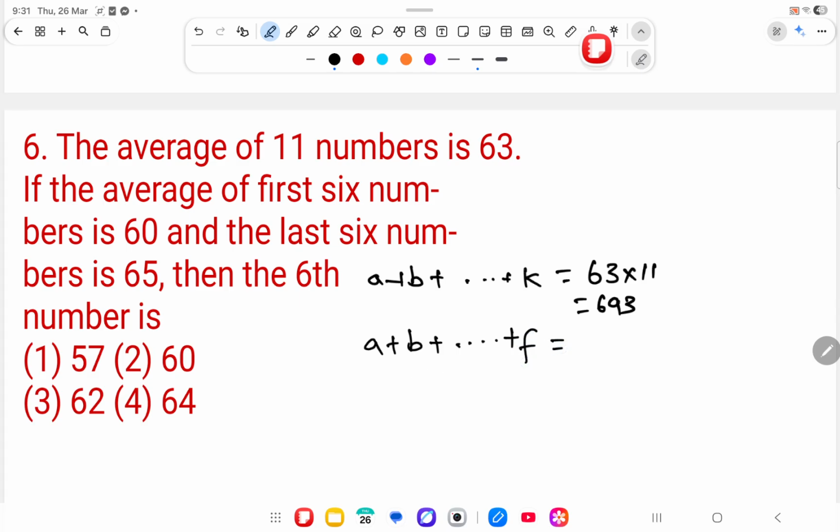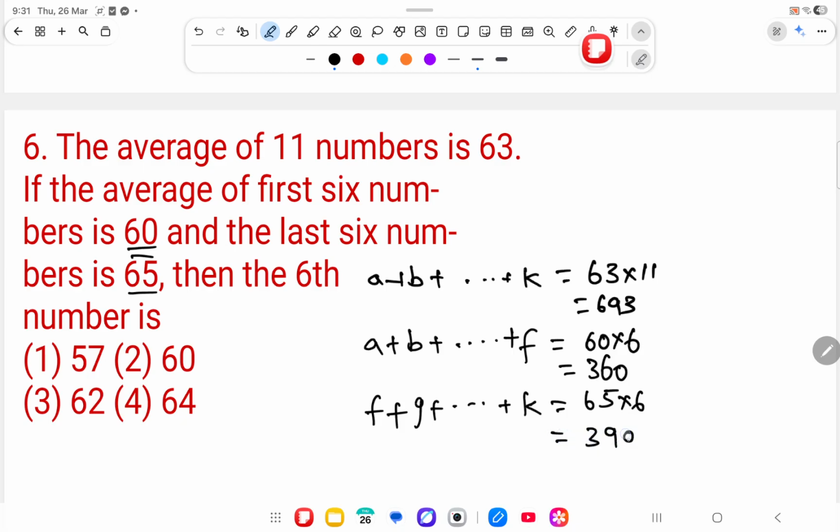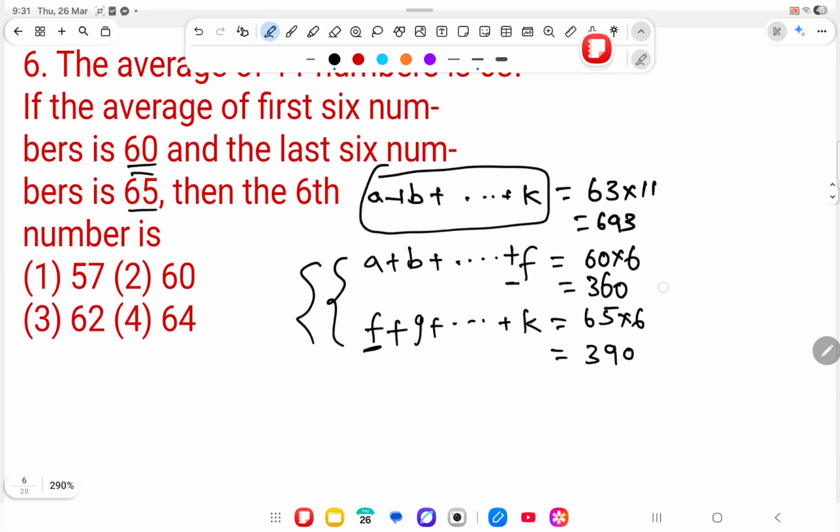Divided by 6, if I transpose to the right hand side, it becomes 60 into 6, which is 360. And that of the last, means F, G till K, the average is given 65. So 65 into 6 is equal to 390. Now see this. If I add these both, F is repeated 2 times. Here also we'll get A to K, but F is repeated 2 times.